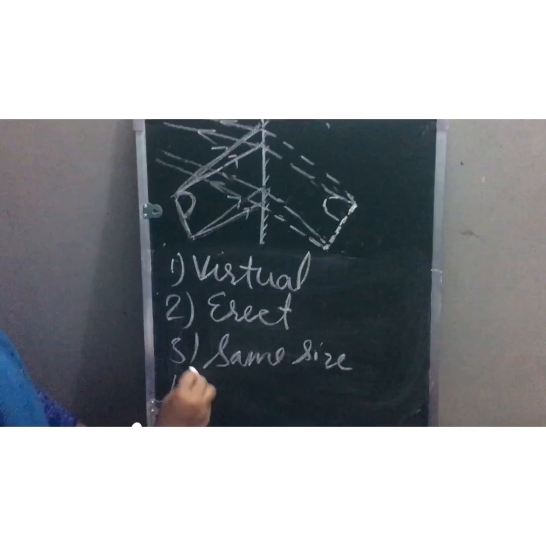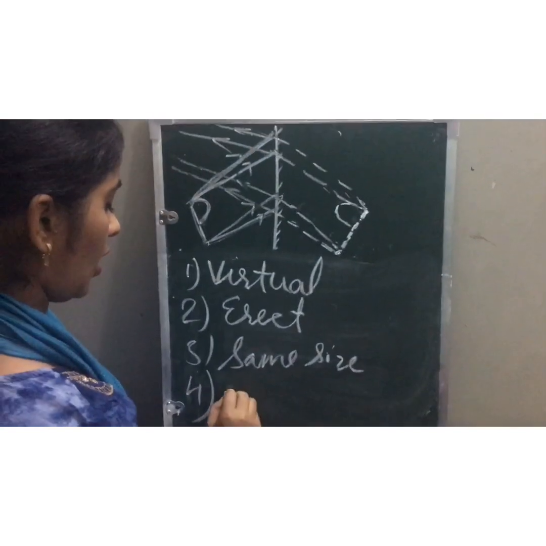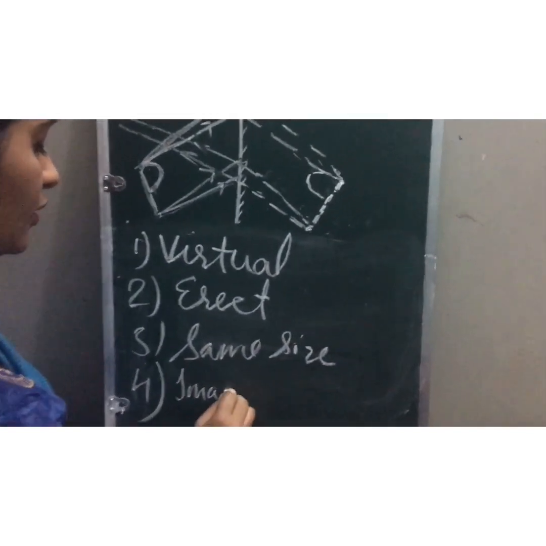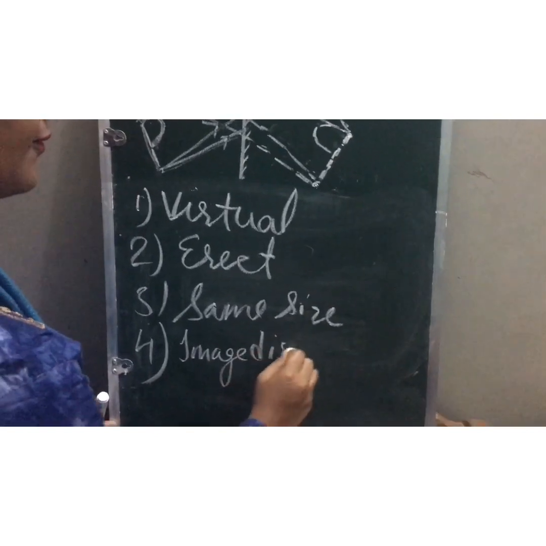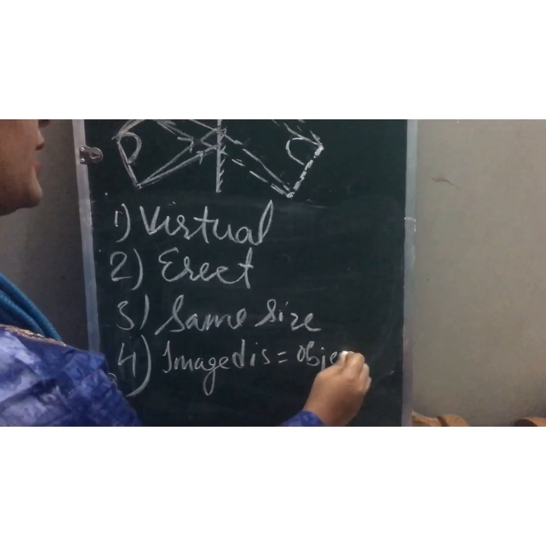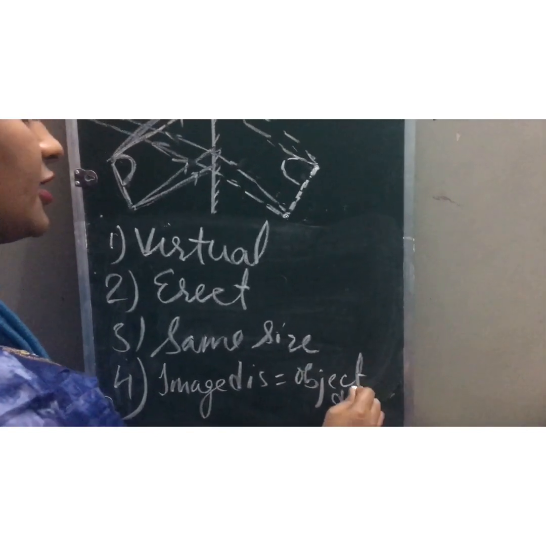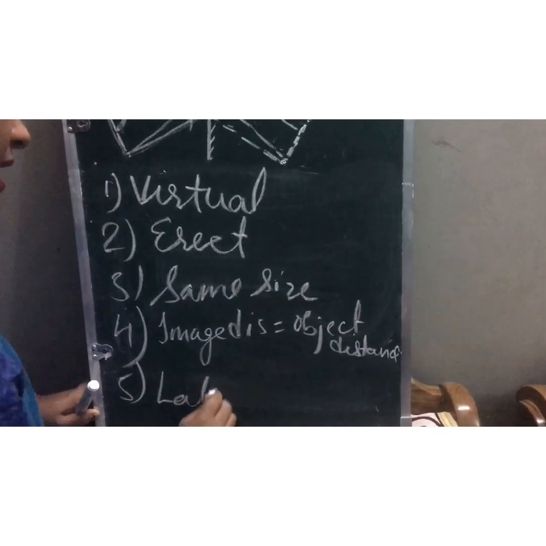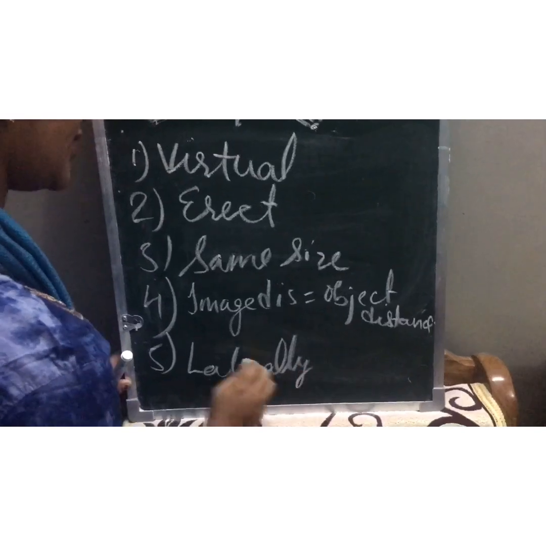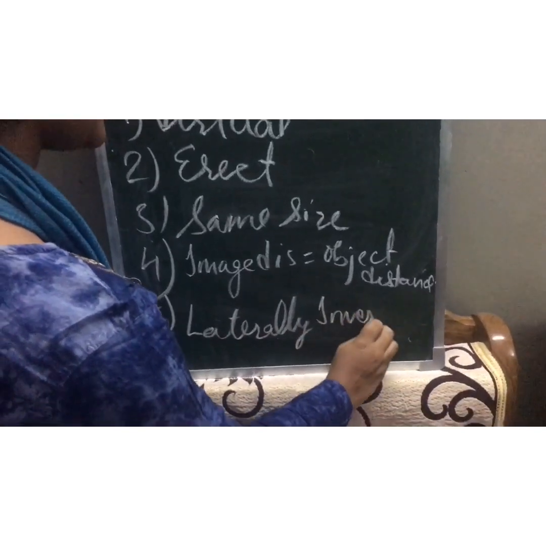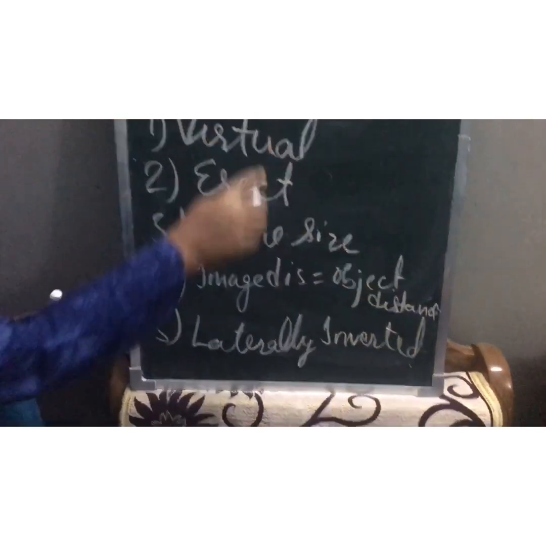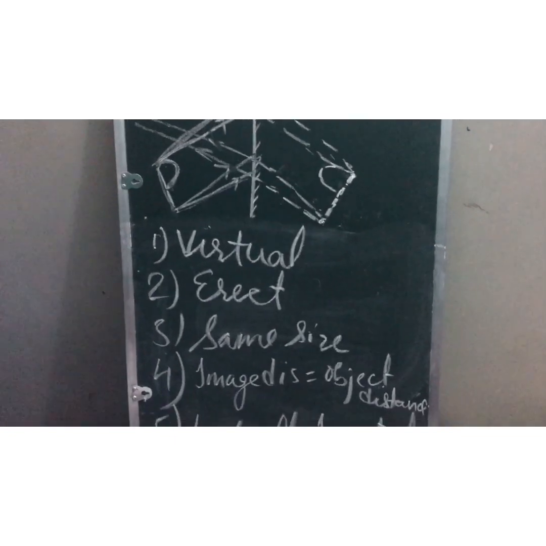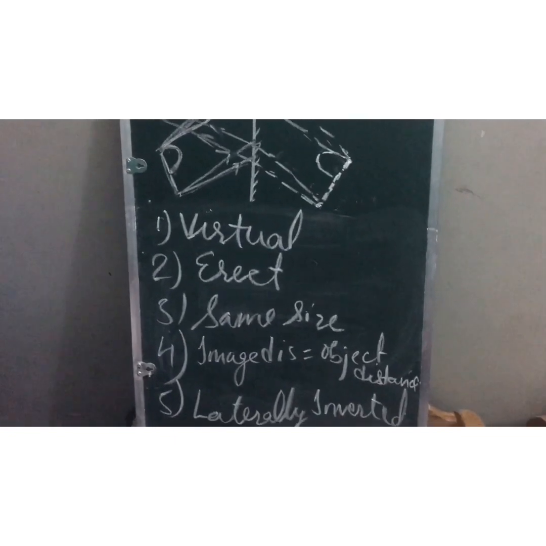Fourth, the image distance equals the object distance. And the fifth characteristic is what? Laterally inverted. Images are laterally inverted, students. Okay, so you have to remember all these characteristics of the images formed by a plane mirror, students.